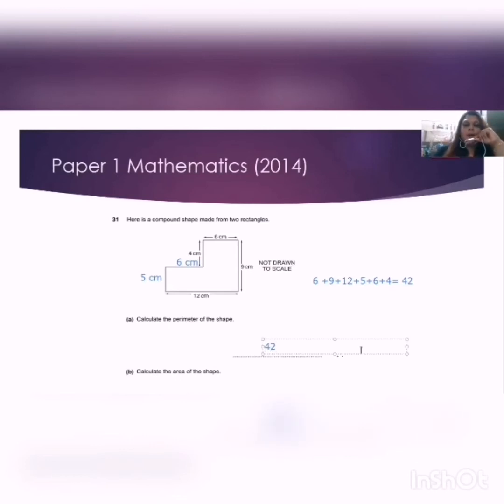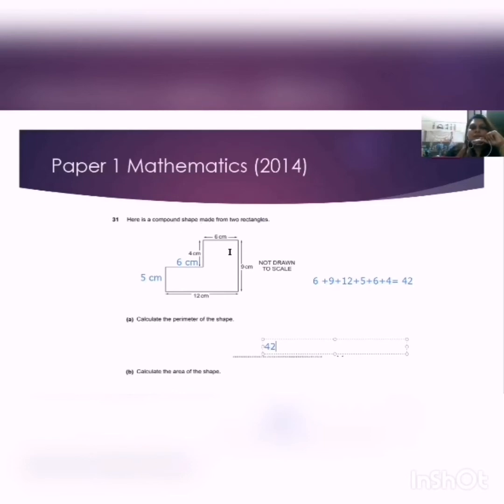Okay, the next question, which is 31B, is calculate the area of the shape. Okay, so how can we calculate the area of the shape? We need to multiply the height and the width here. Now, from the information here, can you see? Here's a compound shape made from two rectangles.